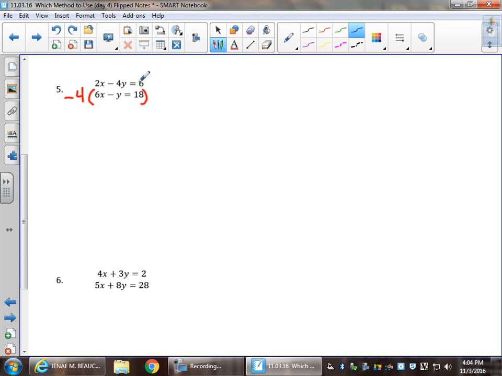Getting y's to cancel, we're not going to touch this top equation at all. So my system stays the same: 2x minus 4y equals 6. My second equation becomes negative 24x plus 4y equals, and then negative 4 times 18. If you have a calculator, go ahead and do that. Negative 4 times 18 is negative 72. Now let's see what happens.